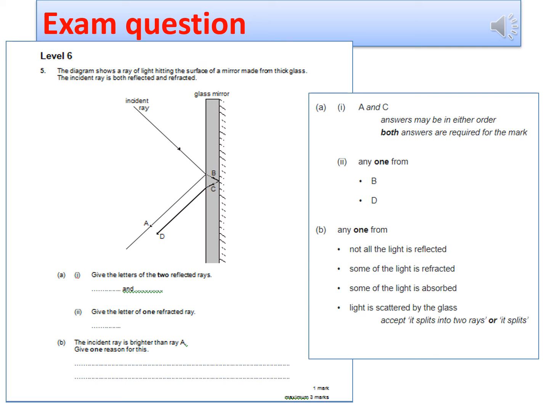Number 2, give the letter of 1 refracted ray. Remember, a refraction is a ray of light that has changed direction. You could have either said B or D. Either one of those is correct. The reason that the incident ray is brighter than ray A is because not all of the light is reflected. Some of it's refracted, some of it's absorbed, and the glass will make a bit of the light scatter. You could have said any of those will get you the mark. So well done for having a go at that. Give yourself a mark out of 3.